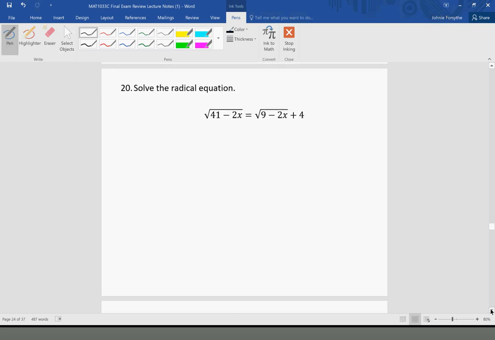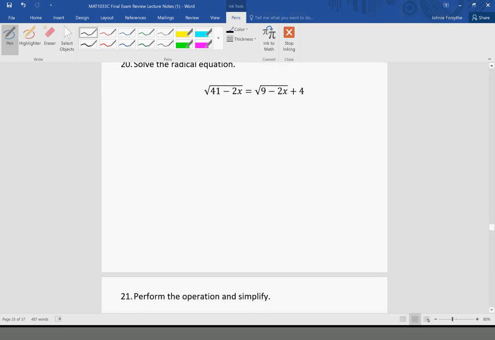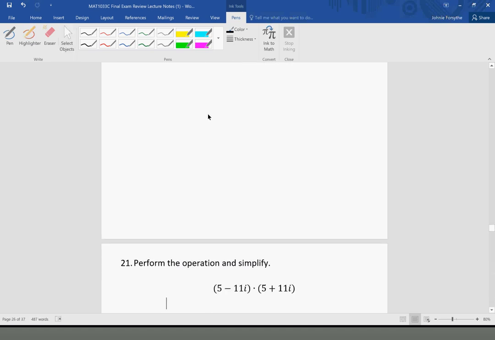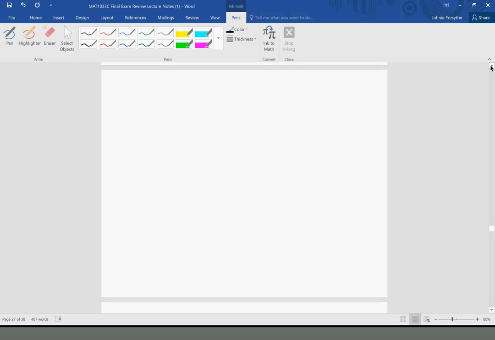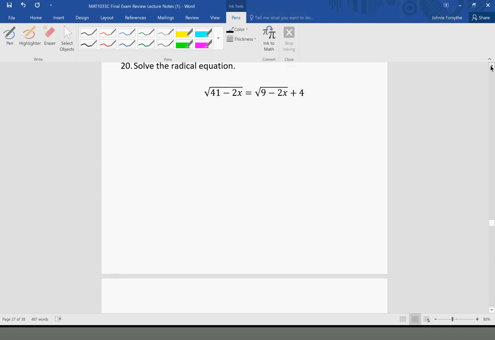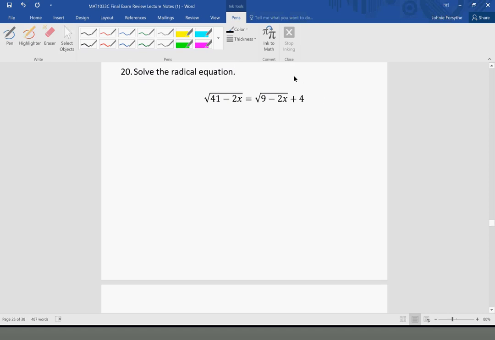Okay. This one's long. Solving the radical. Definitely want to do this with you. And let me get some extra space here. Okay. All right, so we're going to solve this radical equation.